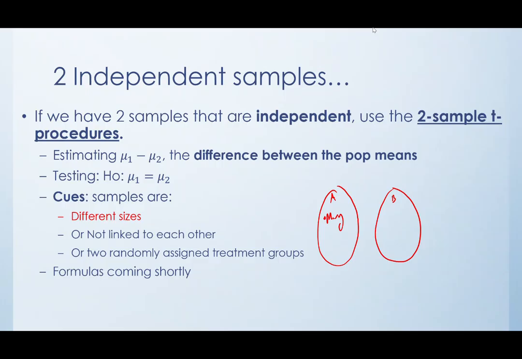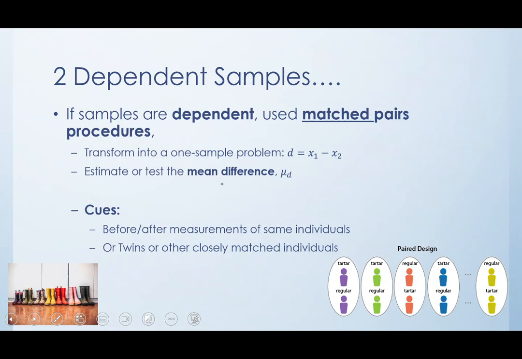So we'll talk about the formulas later, but this is the new stuff. This is the thing that you have to be able to figure out. So the alternative is you might have two dependent samples, right? If the samples are dependent, we're going to use what are called matched pairs procedures.